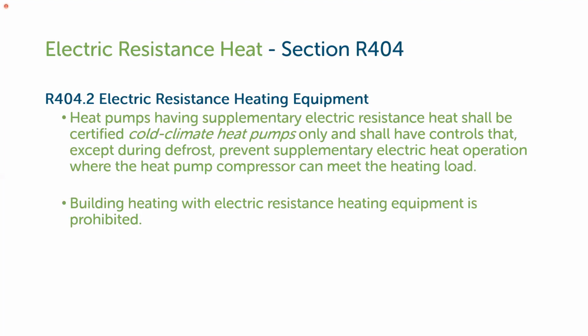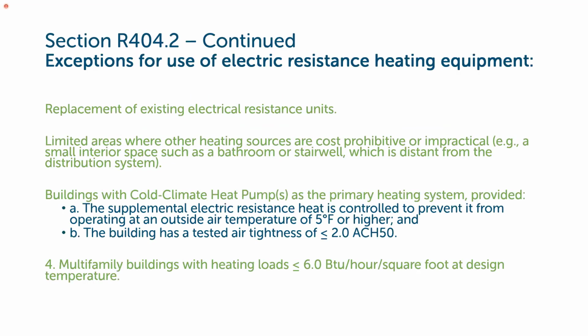Electric resistance heat. This is something that's specifically called out in the code now as far as application. Essentially, buildings heated with electric resistance heat are prohibited. So that means meeting the whole building load with electric resistance heat is not allowed. So electric boilers, electric resistance baseboard, you can't heat a whole building that way. Any heat pump equipment used in residential buildings needs to be certified as cold climate equipment. And if there is any supplementary electric resistance heat, that equipment will only run as a defrost in the equipment.